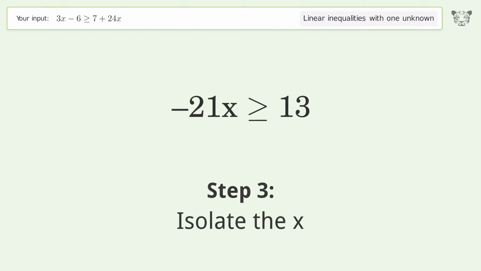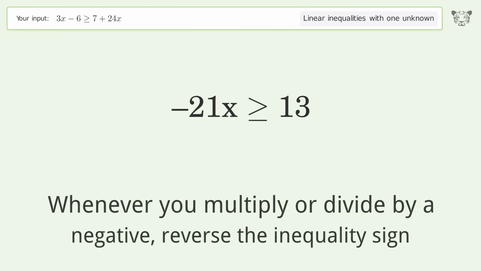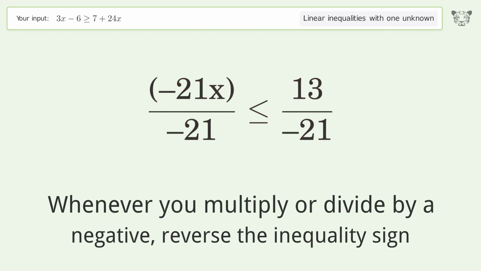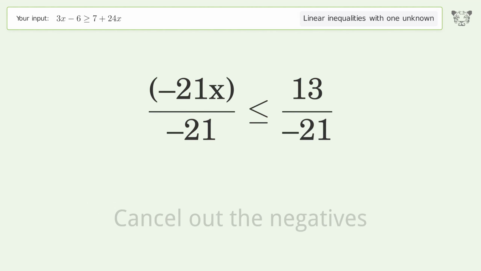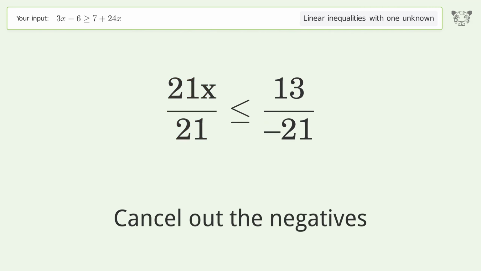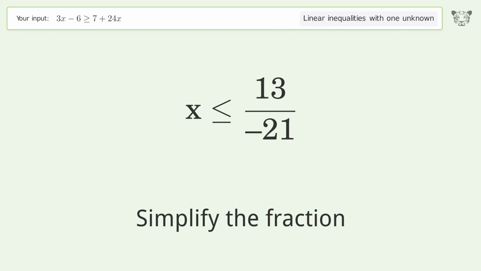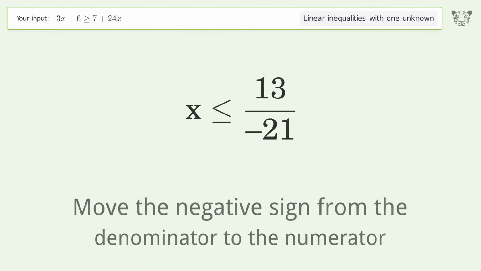Isolate the x. Divide both sides by -21. Whenever you multiply or divide by a negative, reverse the inequality sign. Cancel out the negatives. Simplify the fraction. Move the negative sign from the denominator to the numerator.